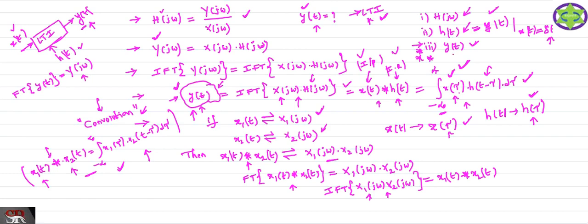The third problem is very important: finding the response of an LTI system for the given input and h of t. Here x of t is given and h of t is also given to you. They are asking to find the response y of t. I already showed you how to find it. It is nothing but the convolution of your x of t and h of t. That is your output y of t using the convolution operation.